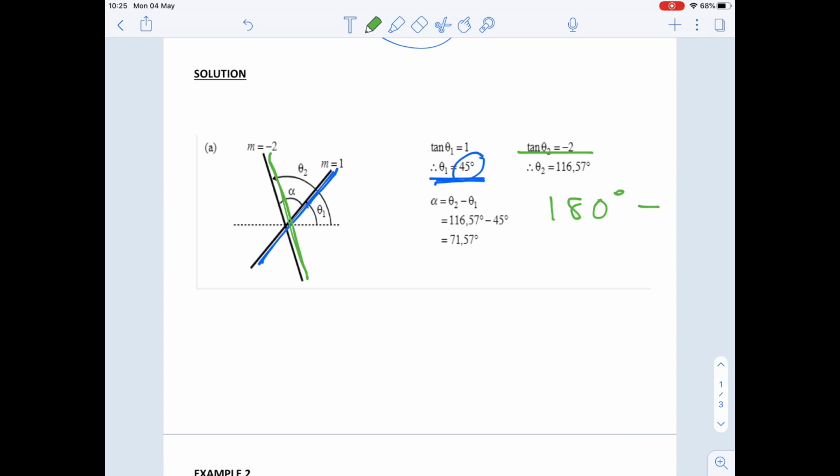and we get 116 degrees. But because we're wanting this angle nestled between the two, we're going to end up going the bigger angle, which is 116, minus the smaller angle, 45, and we end up with the answer of 71.57 degrees. So it's finding two angles, subtracting them, and then we get to the one that we want.